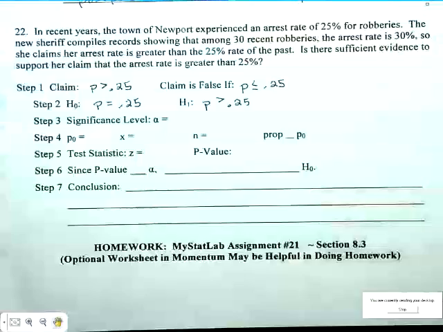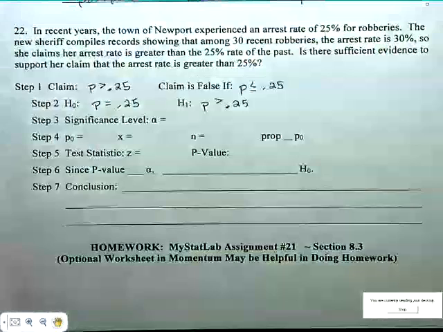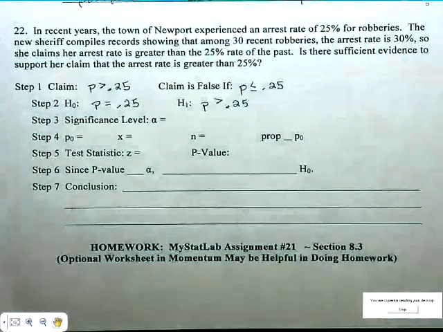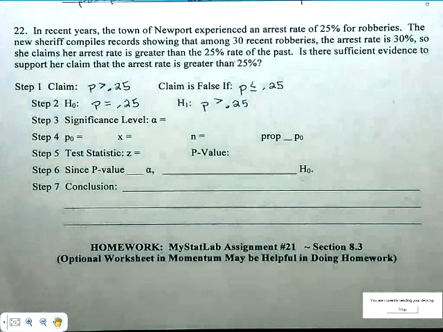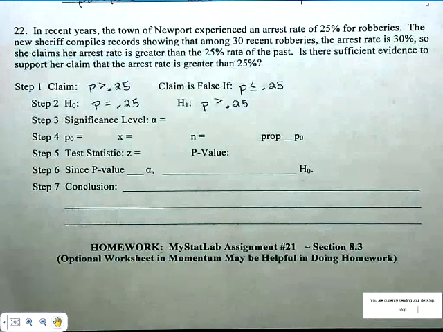What significance level are we going to use? Actually it doesn't say, and I wanted to tell you this on the homework. As a rule of thumb, if it doesn't give a significance level, use 0.05. So in the homework, if no significance level is given, use 0.05.